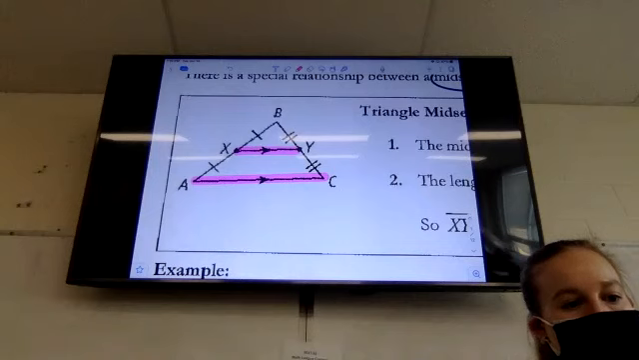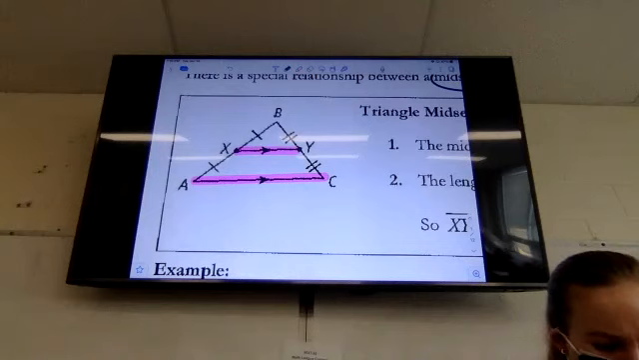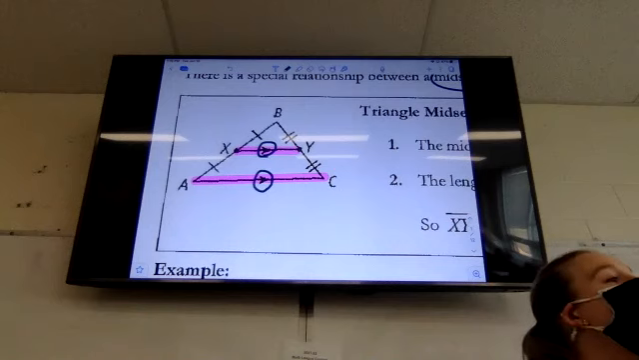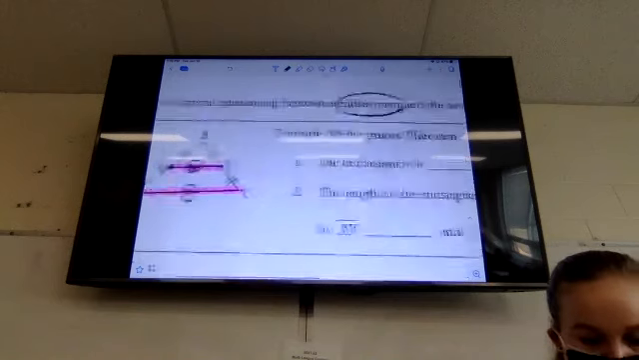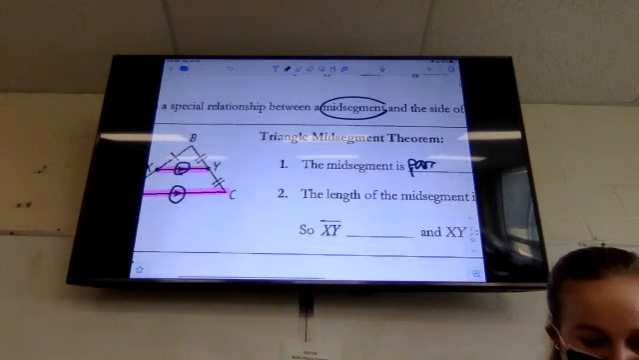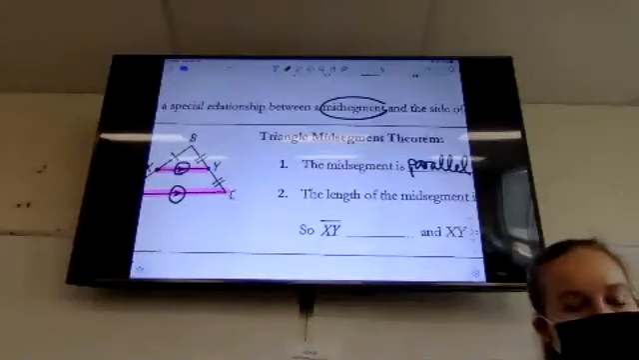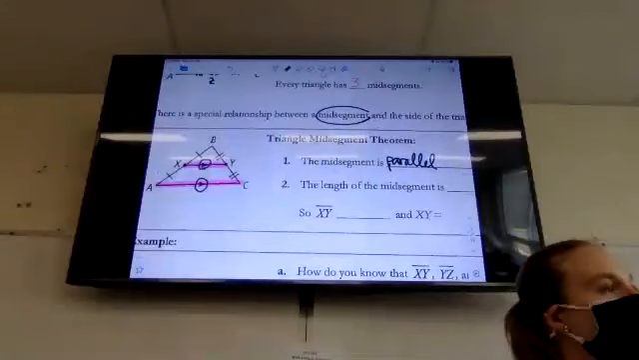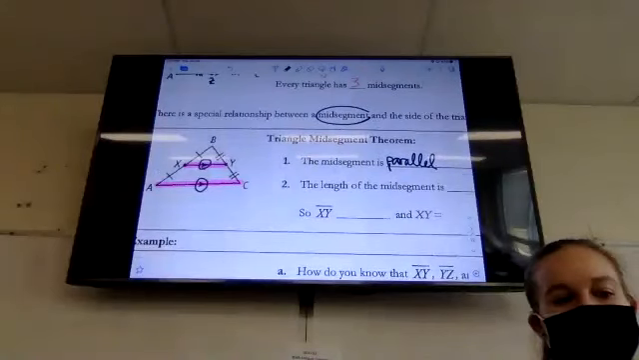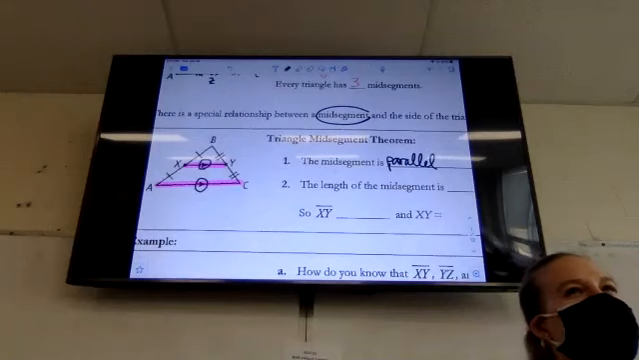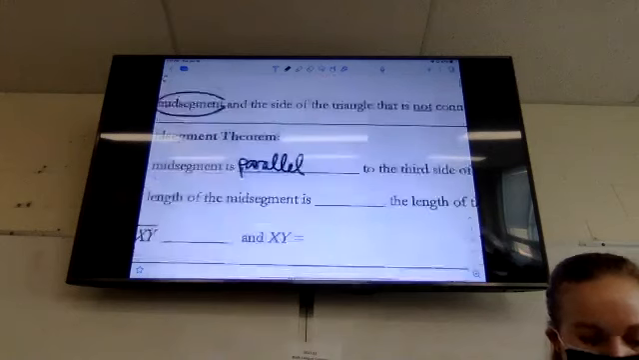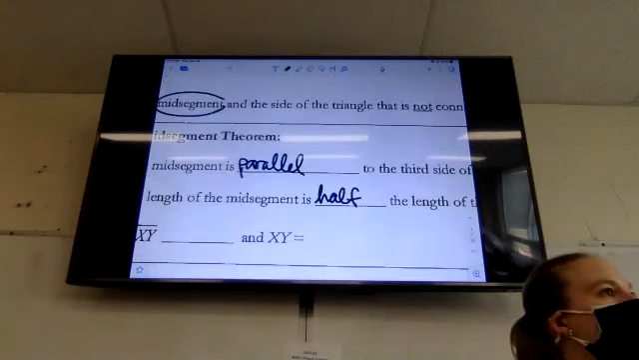Okay, one thing, what do these little lines mean? What do these little arrows mean right there? Parallel. So the midsegment is parallel to the side opposite. So the midsegment is parallel to the third side of the triangle. Okay, that's cool. Now the length of the midsegment, this is special, and I don't think we would know this without me telling you. The length of the midsegment is half of the length of the third side.